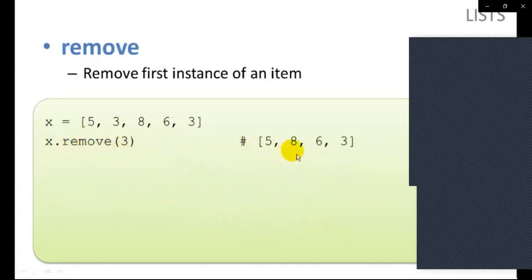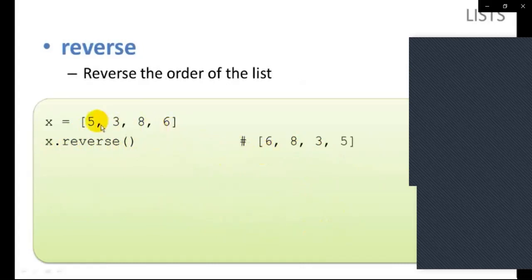Not every 3, just the first 3. So you can see here the first 3 is gone. And reverse reverses the current order of the list. So the number that is first will become the last. The number that is last is going to become first, and so on.